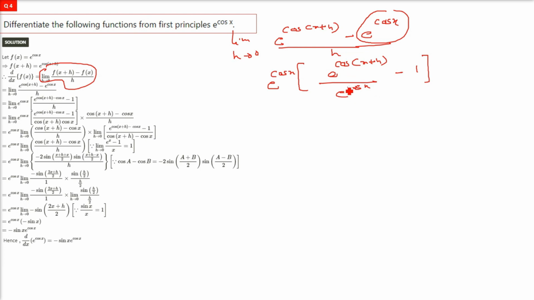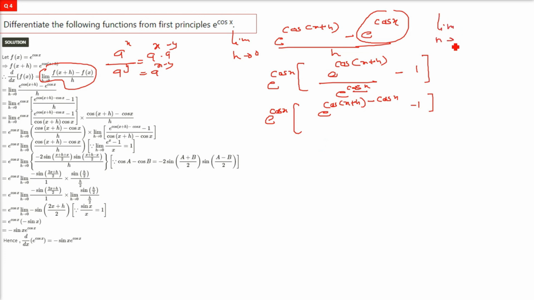Let us solve this one. What do you get here? This is basically of the type a raised to the power x by a raised to the power y. The a raised to the power y goes up and becomes minus y, so a raised to the power x minus y is the result. So e to the power cos x was already there. This becomes e to the power cos(x+h) minus cos x, and this goes up, that is why it has become negative now. The power gets added, so negative power gets added, minus 1.